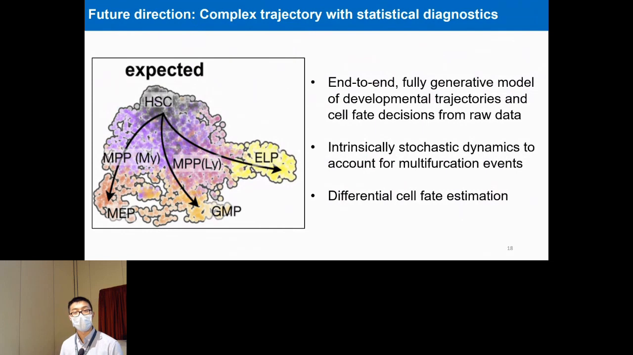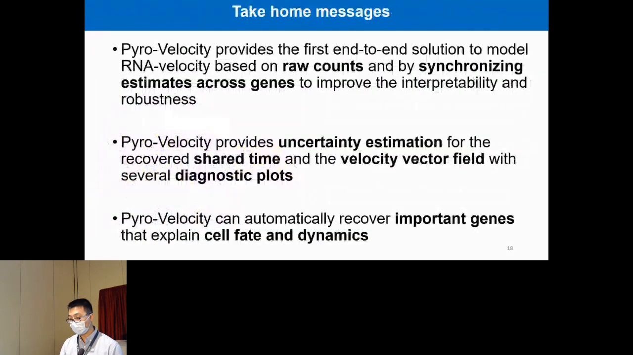The future work can be divided into 3 components. The first one, we need to develop an end-to-end fully generative model for developmental trajectory and the cell fate decision from the raw data. The second, we need to incorporate the intrinsically stochastic dynamic model to account for the bifurcation and multiplication events. The last one, given we have multiple data sets from different conditions, we can have an estimation for the differential cell fate. So even though our model is still far from perfect, we still have some contributions worth mentioning.